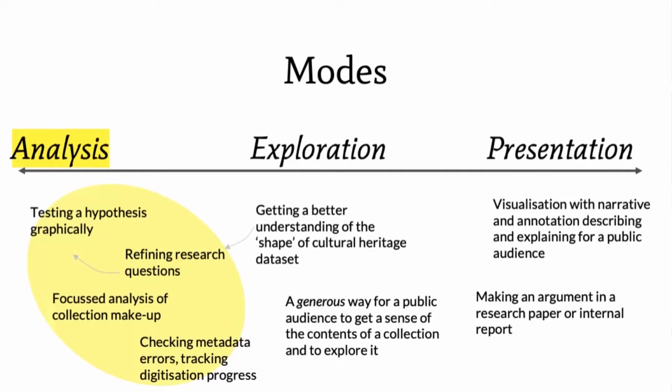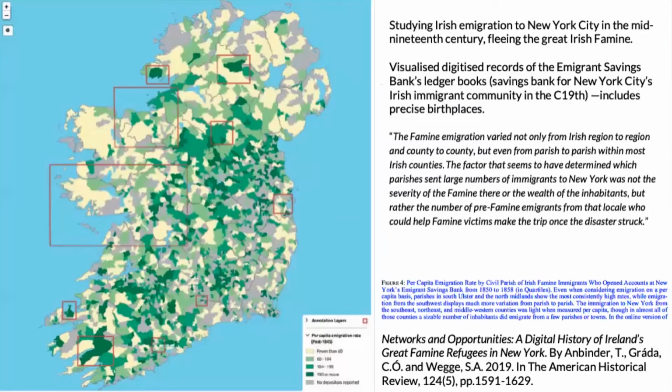So I'm going to step through a few examples of how data visualization can be used for analysis with humanities data. This is an example from a digital history research paper that was published recently called Networks and Opportunities, A Digital History of Ireland's Great Famine Refugees. And it's a really interesting project where the researchers were studying Irish emigration to New York City in the mid-19th century. So immigrants fleeing the Great Irish Famine.